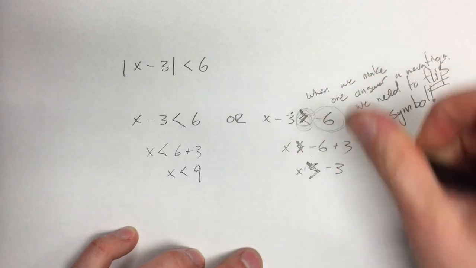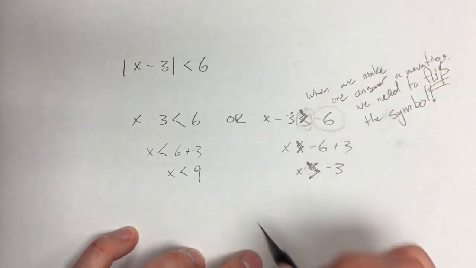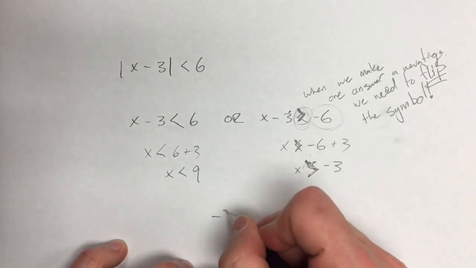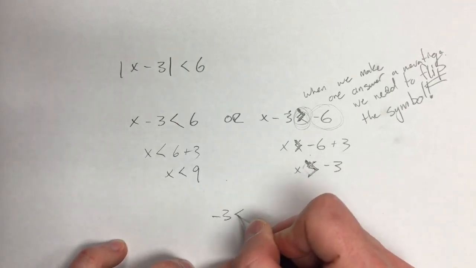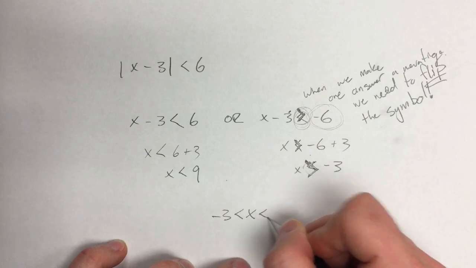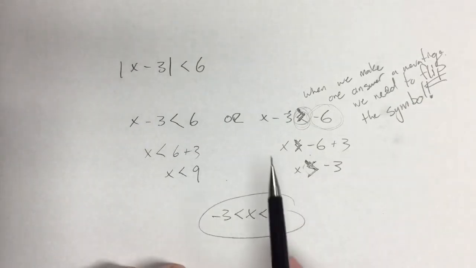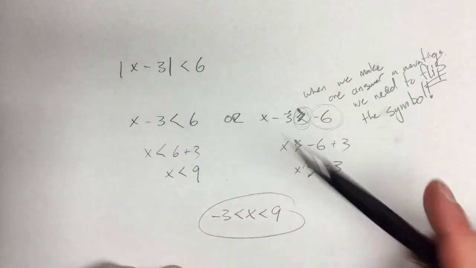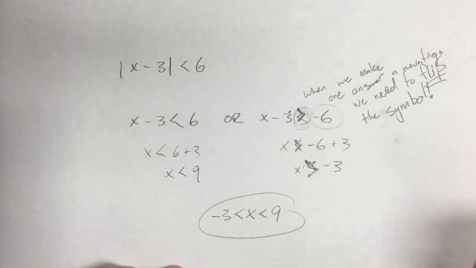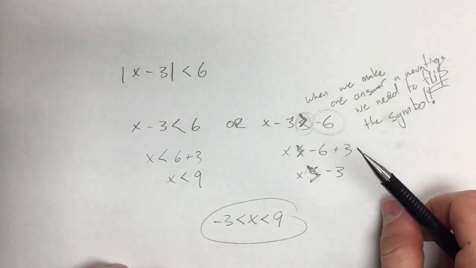So x is greater than negative 3. So we can say negative 3 is less than x, and x is less than 9. And this would be an answer for this absolute value inequality. We will work on these more in class, and I will see you there.